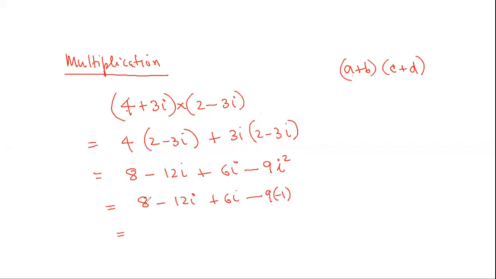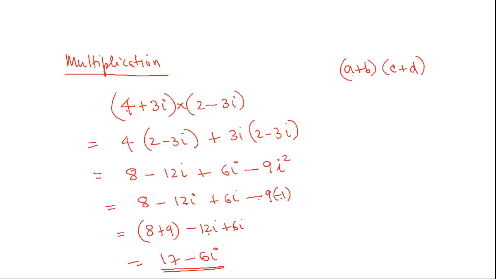So what are the real numbers? 8 and plus 9. These two will add up. And the imaginary part is minus 12i and 6i. So it becomes 17 minus 6i, since minus 12 plus 6 is minus 6. Have you learned how to multiply? Yes, sir. Just open the bracket.